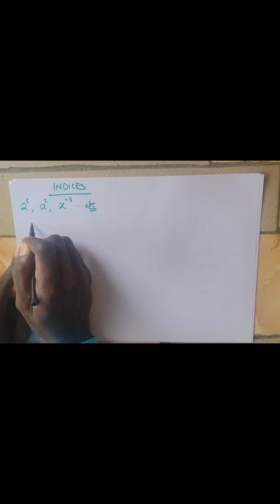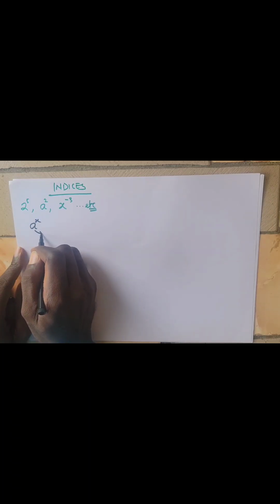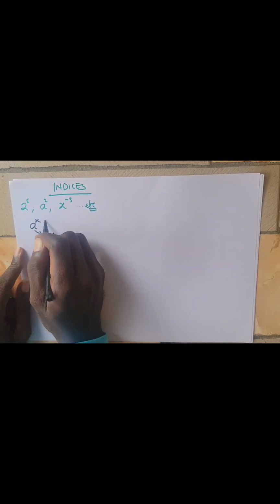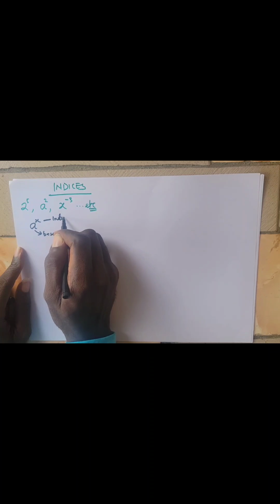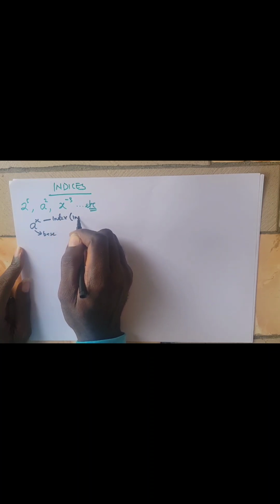The base, for example, you say a raised to the power x. A is the base, x is the index. Plural is indices.